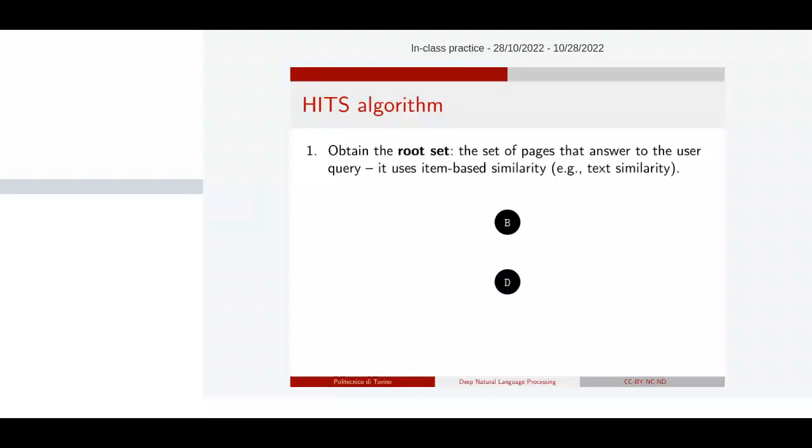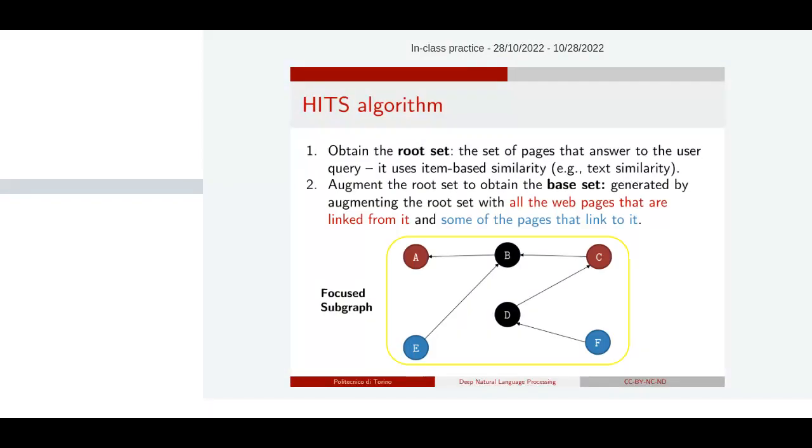So the first thing to do is to define a root set. It's a set of nodes that answers to a query. It can be created in different ways, using text similarity and so on and so forth. So we define this root set, and we augment it by creating a connected graph from the root set. So we interconnect B and D in this case.